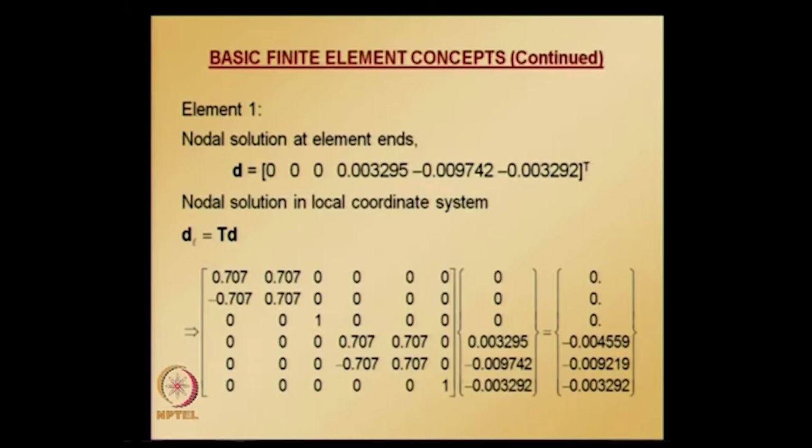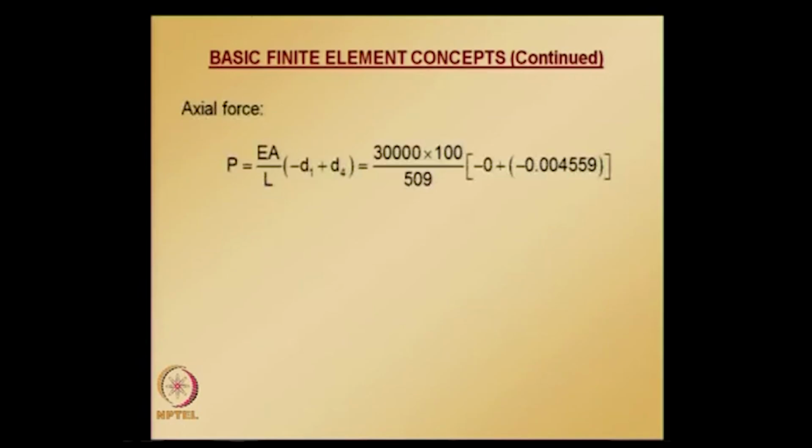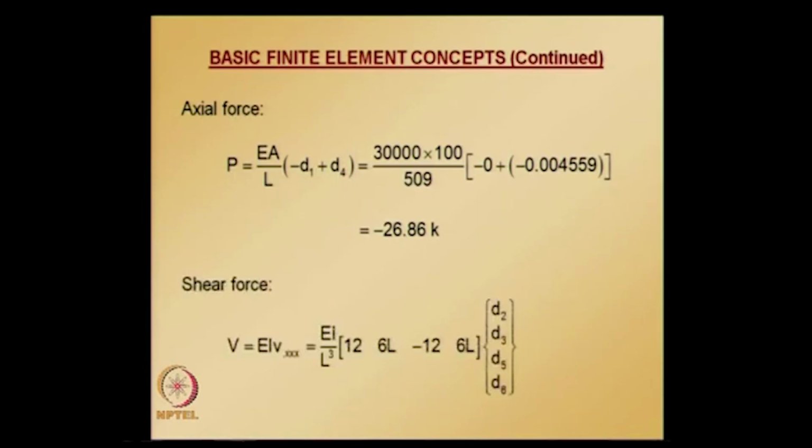And once we get the local displacement vector, or the displacement vector in the local coordinate system, we can apply the formula for axial force. Please note that even the local degree of freedom in the axial direction for element 1 is 0. Similarly, we can obtain the shear force, substituting the values of d2, d3, d5, d6.